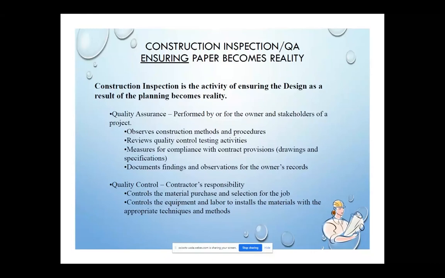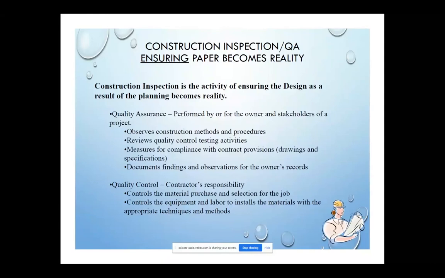So what gets put into the design, the drawings, specifications, calculations, operation and maintenance documents, those need to be adhered to in order for that plan to move forward and be successful. So quality assurance, that construction inspection, is performed for the owner and the stakeholders of the project and ensures and observes that the construction methods and procedures are applied as prescribed. It reviews the quality control and testing activities done by the contractors and those individuals installing the practice. It measures for compliance with the contract provisions, that is the drawings and specifications, and documents the findings and observations for the owner's record. There's an as-built that is put in the file that indicates that the project was built according to approved drawings, specifications, and approved modifications.